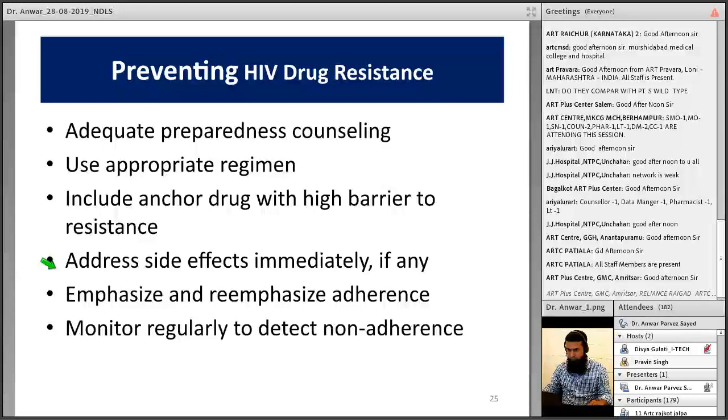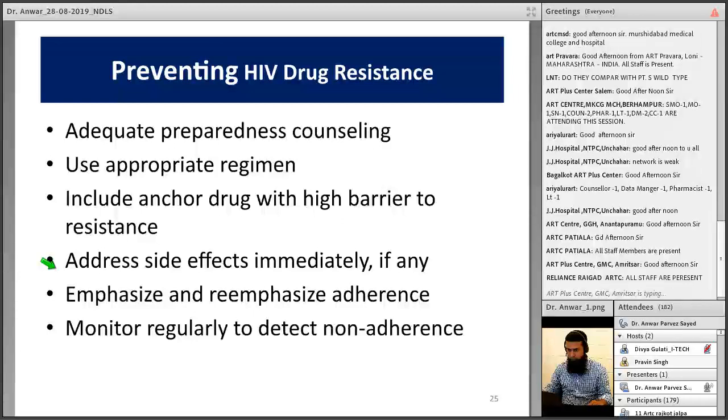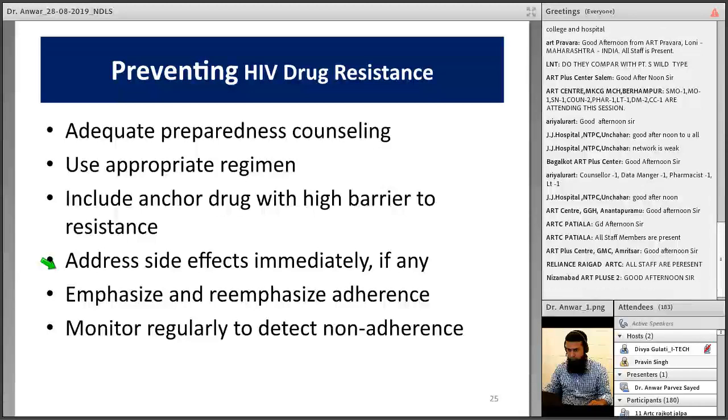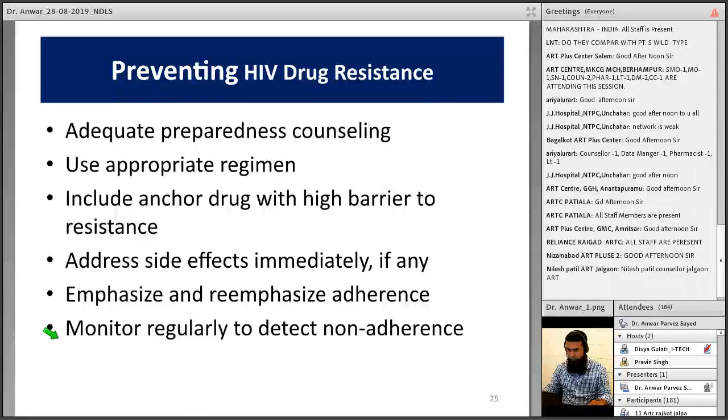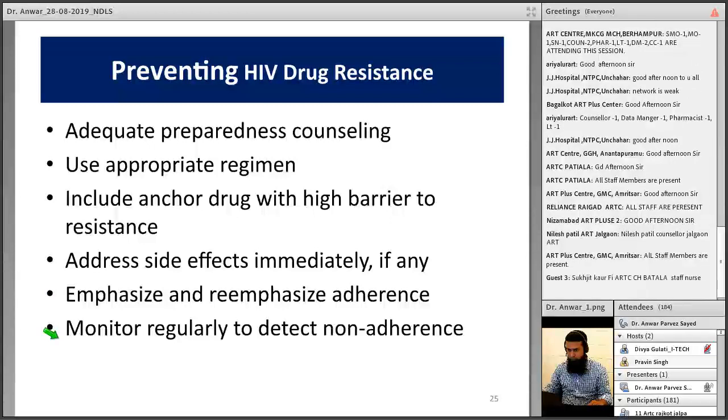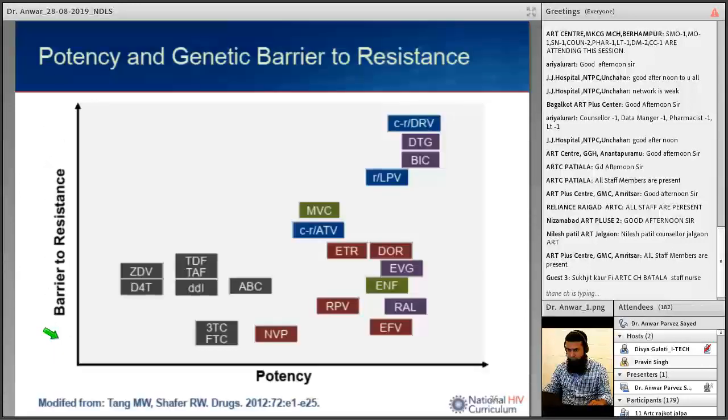For the initial 3 to 6 months, we need to be very, very careful and stay in touch with the patient, even if the patient is not in touch with us. For example, if there are any side effects, we can give a call in between, or whatever strategy we are adopting, we need to make sure that our patients are adherent to the treatment. So we need to emphasize and re-emphasize adherence and monitor them regularly to detect any non-adherence. That is why for new patients we are now doing viral load after 6 months, so that if the viral load is not suppressed, we can know that the ART is not working either because of poor adherence or because of resistance to antiretrovirals.